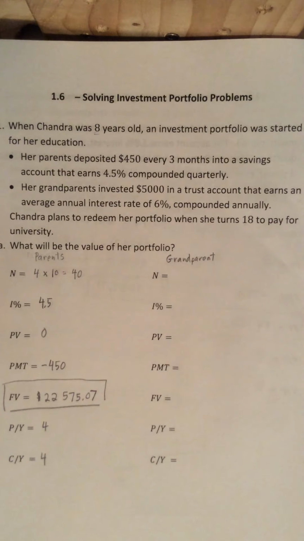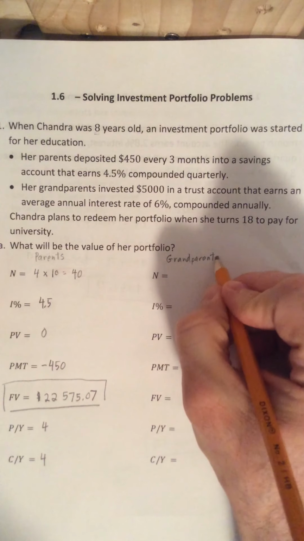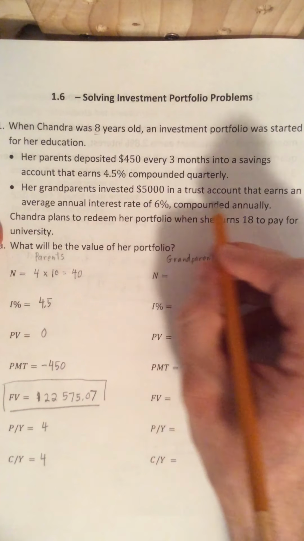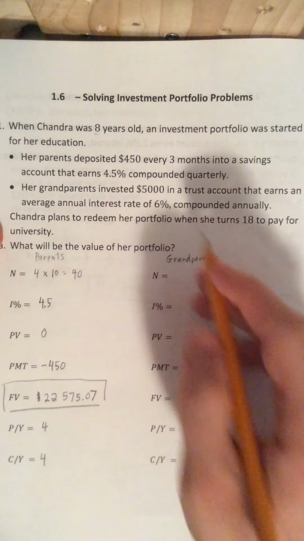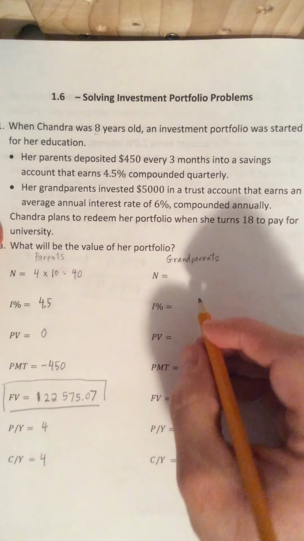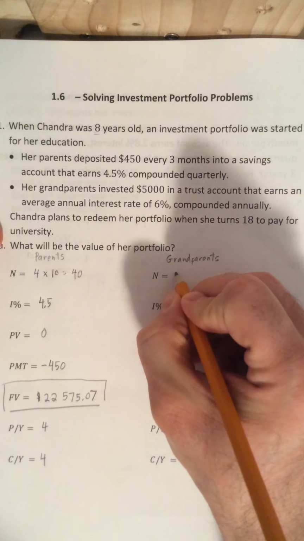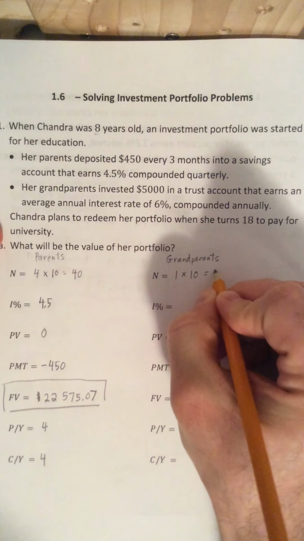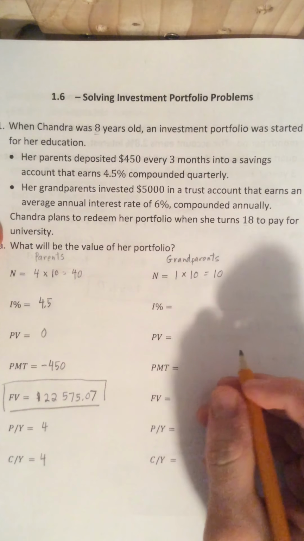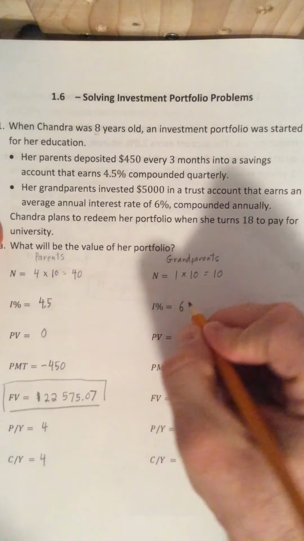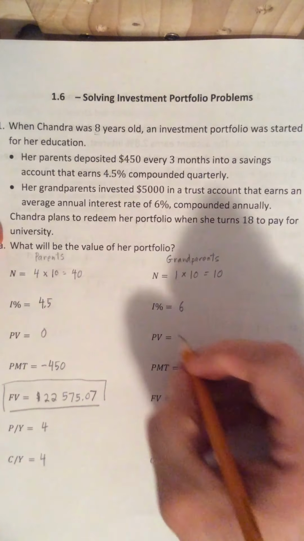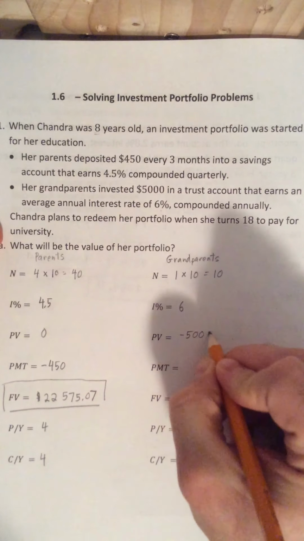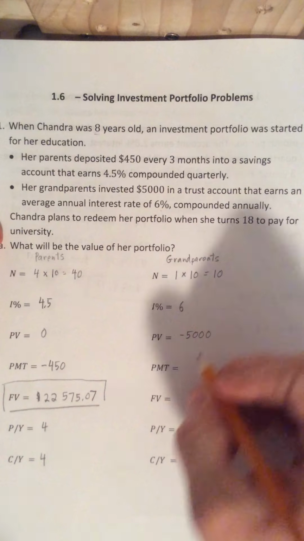Now, if we look at the investment her grandparents made on her behalf, they invest $5,000 and the interest rate is 6%, compounded annually. So the compounding happens only once a year for 10 years. This is 10 total compounding periods. The interest rate will be 6%. Her present value is $5,000. That's what's being invested, and again it's represented by a negative, so negative $5,000.